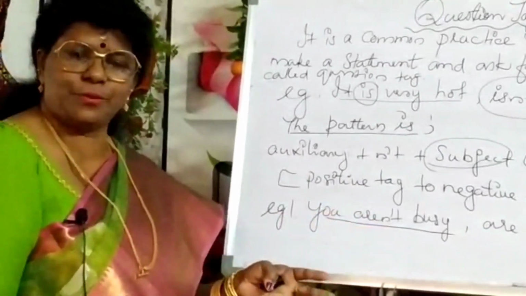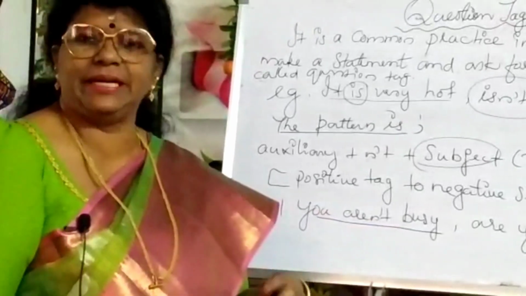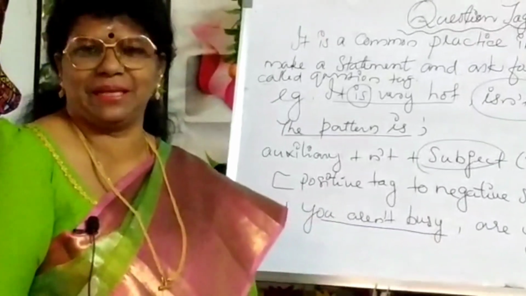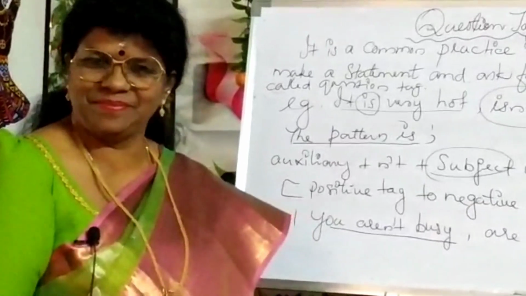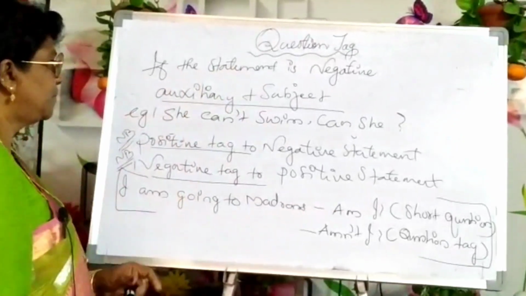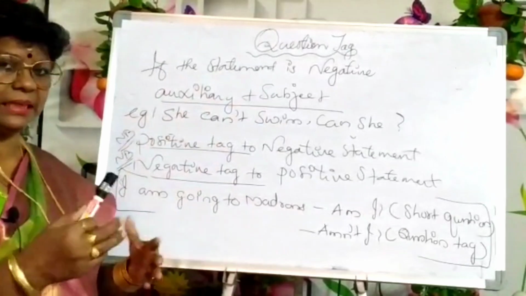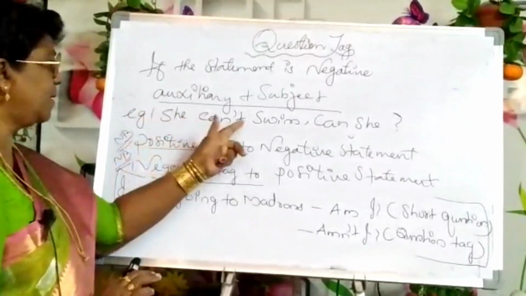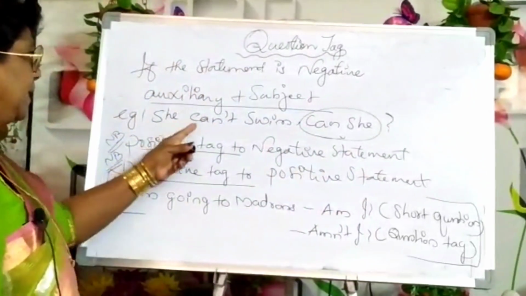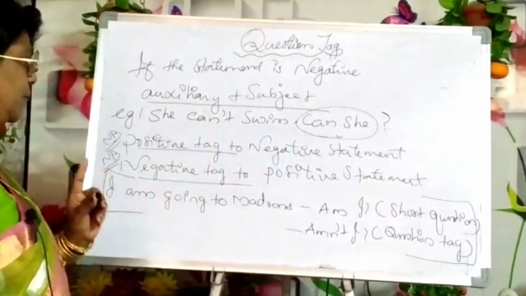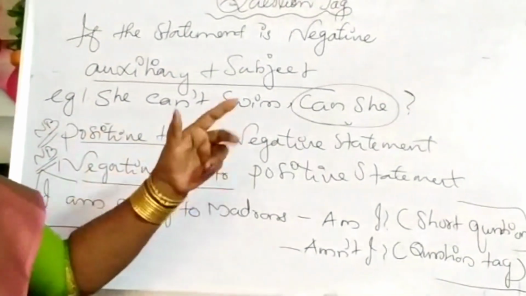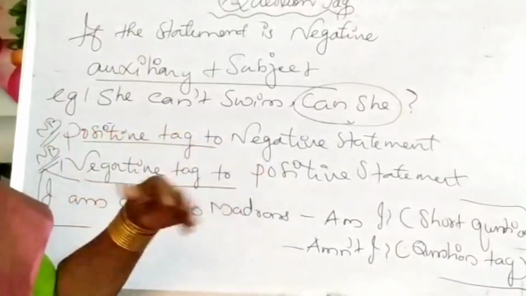But students never check whether it is a positive or negative statement. They hurry to attack the question paper and lose their marks. If the statement is negative, auxiliary plus subject, then n't is not required. She can't swim, can she? Negative statement, positive tag. So we have to remember in our mind: positive tag to a negative statement, negative tag to a positive statement.